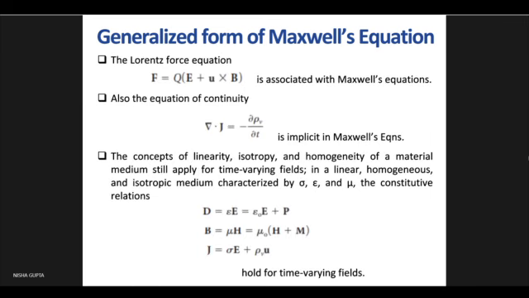So D is equal to epsilon E, which is epsilon 0 E plus P, B is equal to mu H, which is mu 0 H plus M, and J is equal to sigma E plus rho B. So it is holding for time varying field. Okay.